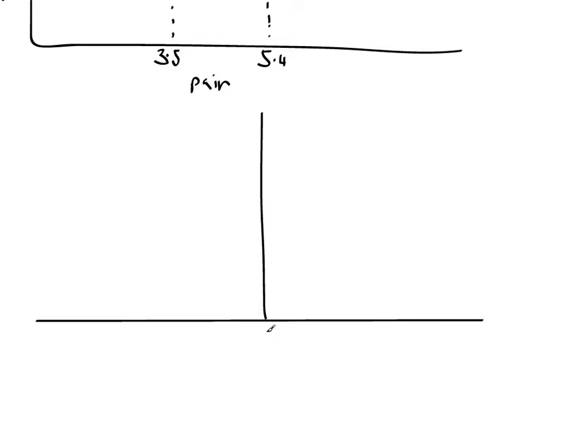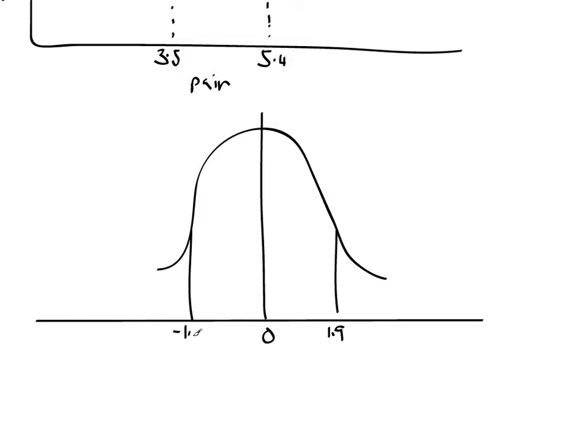So this is one population minus the other population. And the difference between them is 1.9. We don't know what direction that difference is, so we need to do a two-tailed test because we don't know the direction. And we're asking what is the likelihood that the difference between these populations is 1.9 or greater. This is what a t-test does.